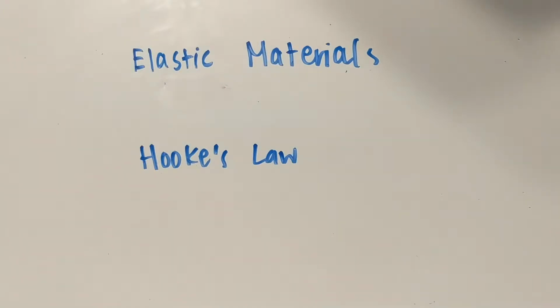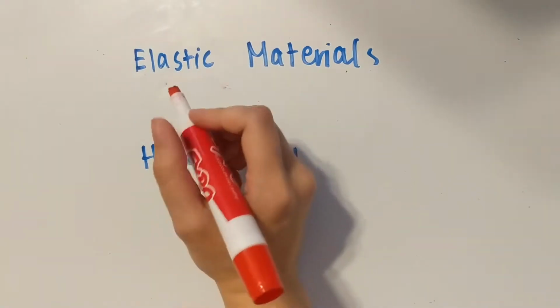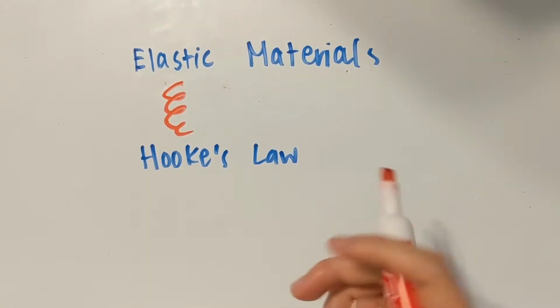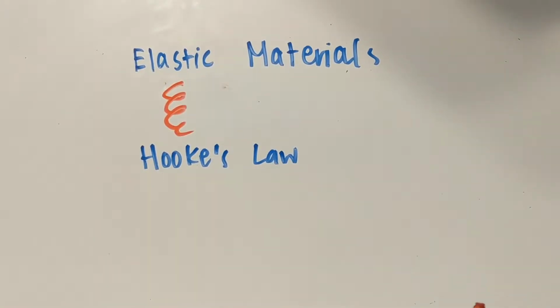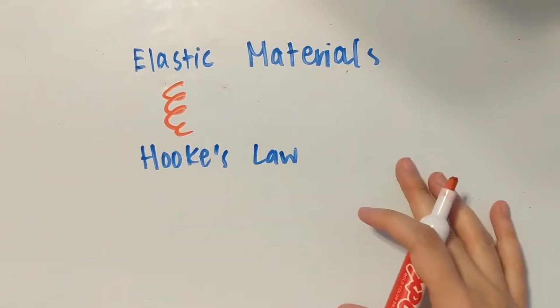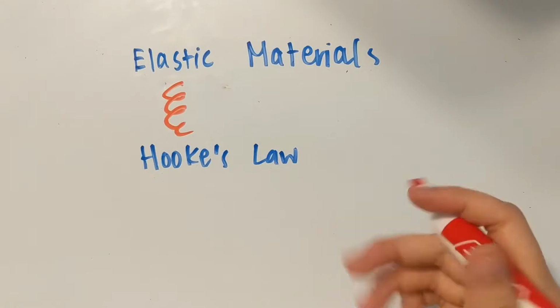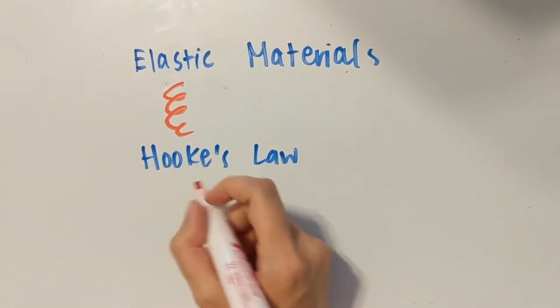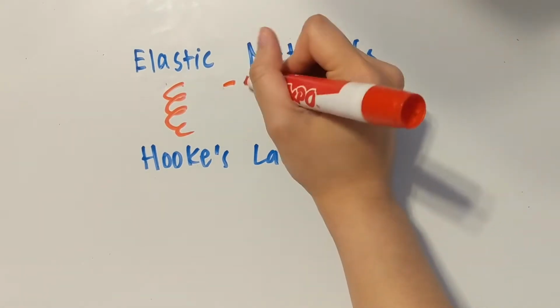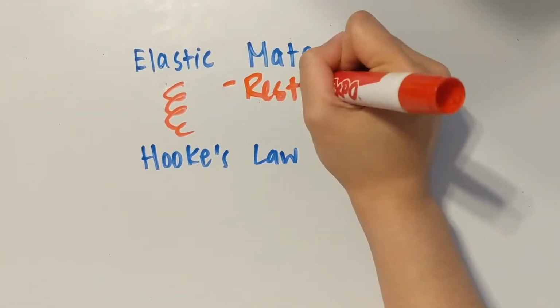When we mention elastic materials in physics, we're usually talking about problems involving springs and Hooke's law. So before I get into Hooke's law, I'll just take a little bit of time to go over the basics of some elastic materials which can be used for application in problems using Hooke's law. So first of all, elastic materials obviously can restore back to their original shape.